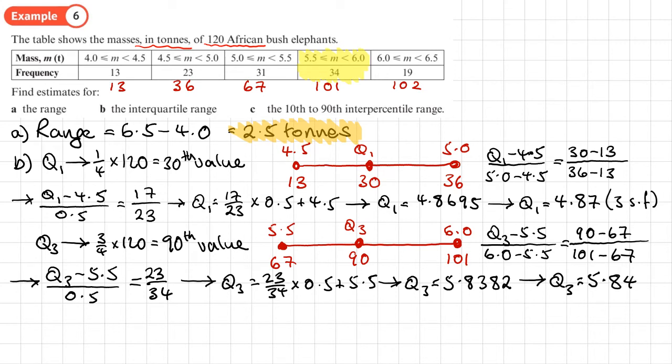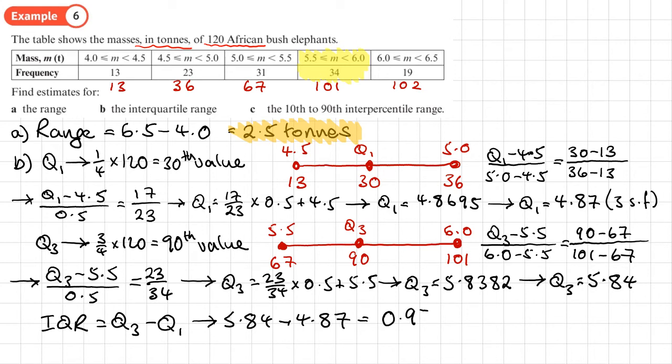5.84. Now I want the interquartile range. So the interquartile range is Q3 minus Q1, my estimates. That's going to be 5.84 minus 4.87. And that gives me 0.97 tons. So there we go. That is my estimate for the interquartile range.